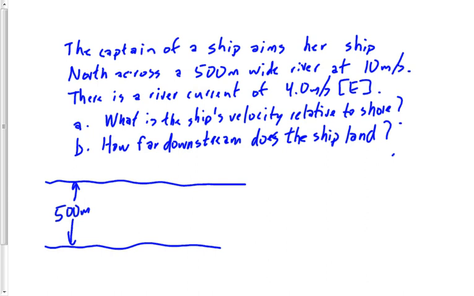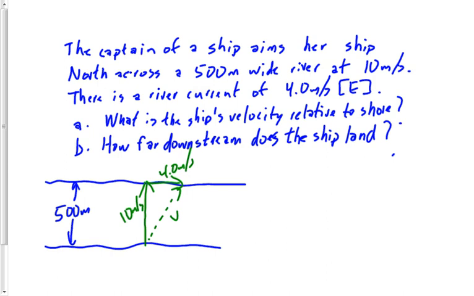We're aiming north at 10 meters per second. If we're aiming north, then that's going to be a solid line vector, 10 meters per second. There's a river current to the east. That's also a solid line vector. We draw it like this, right, front to back. If it was a dotted line vector, it would be drawn front to front. The resultant vector, where we go relative to the shore, is this one right here.